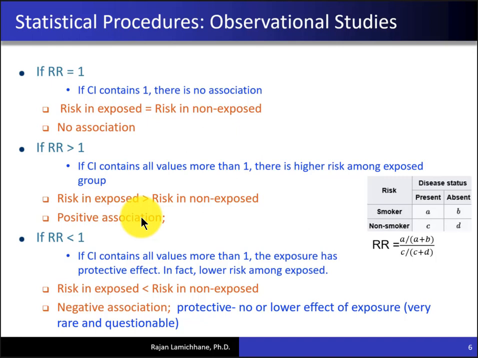So in the case of a drug, if you find a relative risk less than 1, it means that it has a protective effect. And it means that the risk in the exposed group is less compared to the non-exposed group. You can think of this as the risk in the treatment group compared to the risk in the placebo group. And this is also called a negative association.